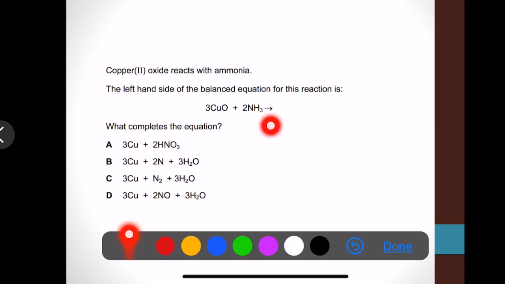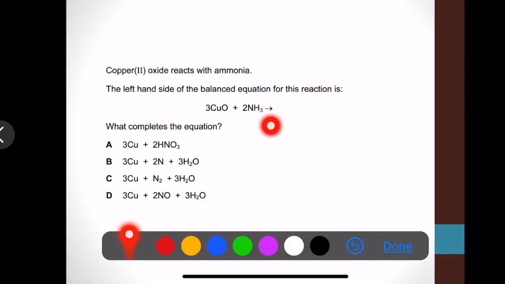A compound X contains 40% carbon, 6.7% hydrogen and 53.3% oxygen by mass. The relative molecular mass of X is 60. What is the molecular formula of X? In this question, we have to find the empirical formula.